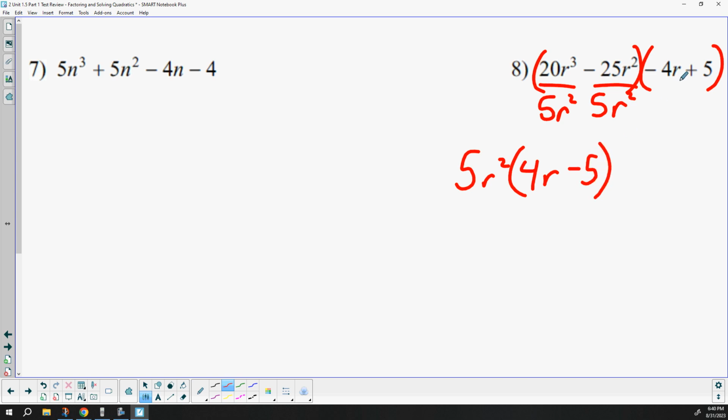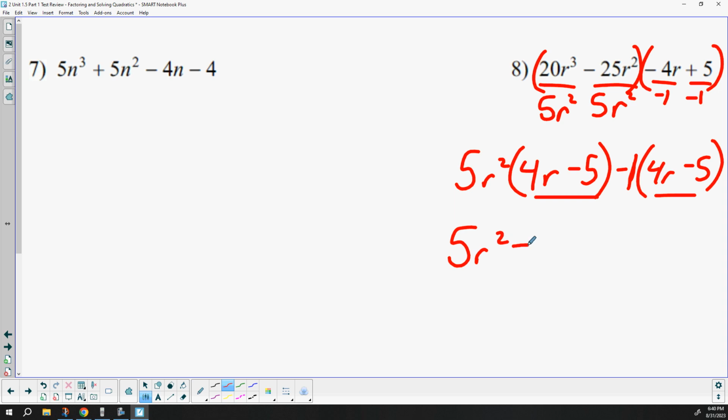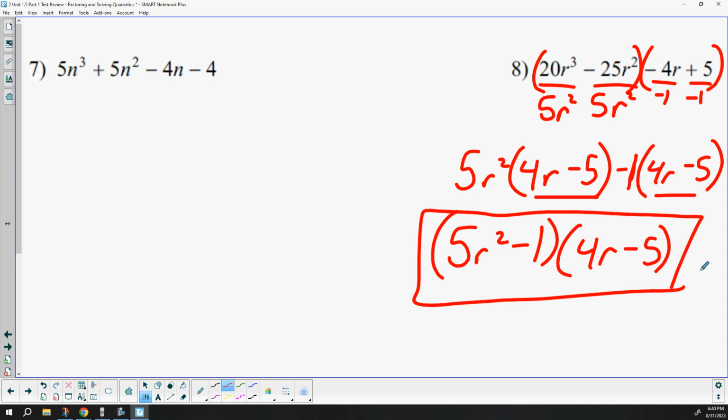As we said in class, these are very similar to each other. The only problem is all the signs are wrong. So to flip-flop these signs, factor a negative 1 out. If we factor a negative 1 out, well, then that turns into a positive 4r, and that positive 5 turns into a negative 5. Our parentheses do match. Ergo, we are doing the right thing. Bring down the 5r squared and that minus 1. Bring down the 4r minus 5. Pat yourself on the back. You just group those, and you are done.